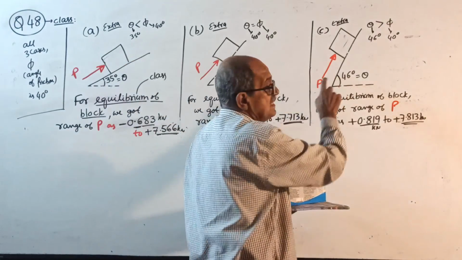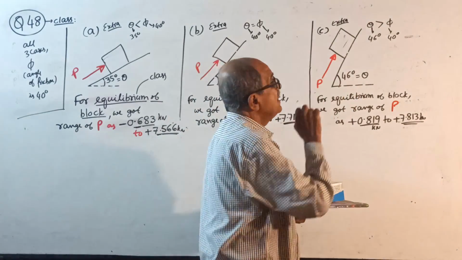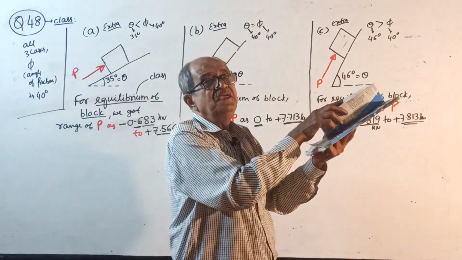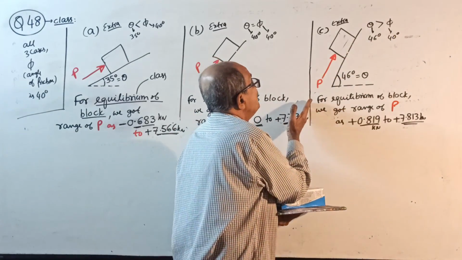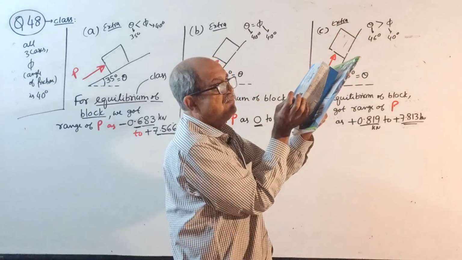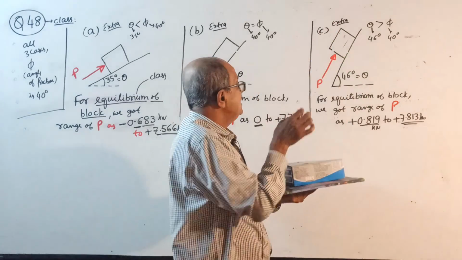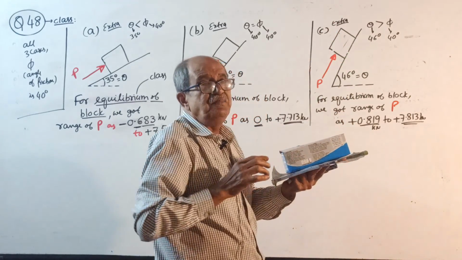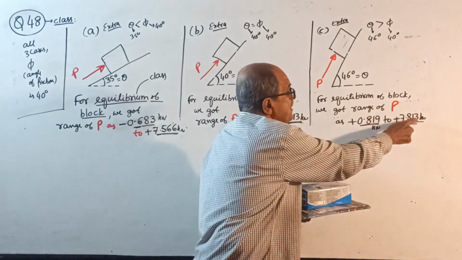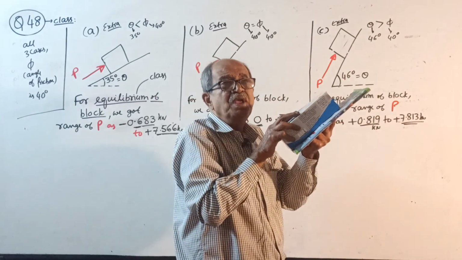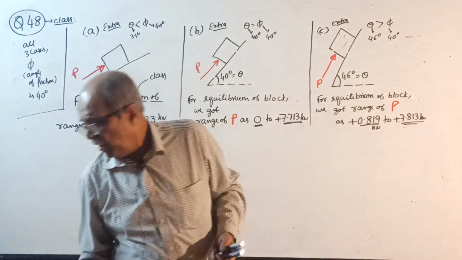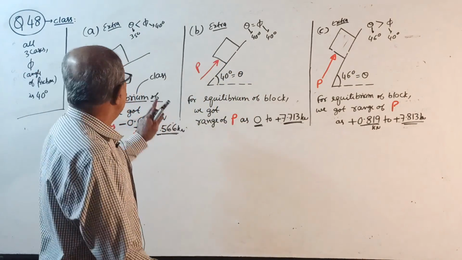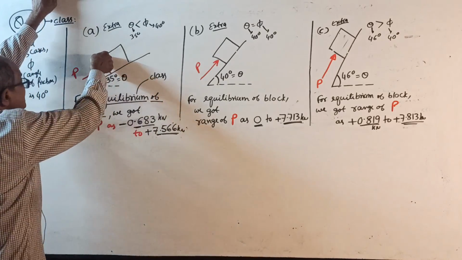In this question, theta is more than phi. So this body is not in equilibrium. It will slide down. To prevent sliding, you require a force like this. If you apply a force of 0.819, it will prevent the sliding. And if you increase the force to 7.813, it will start moving up. This logic you can make out. The negative sign means you can apply the force like this also.